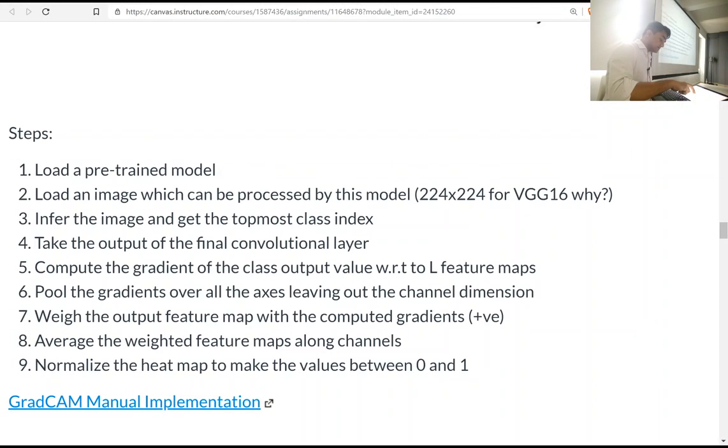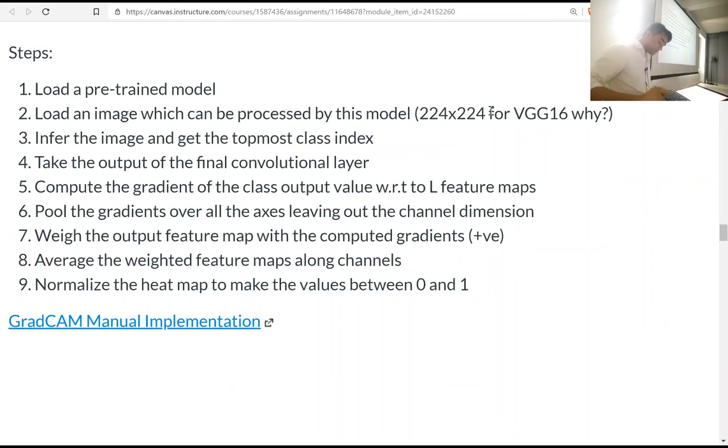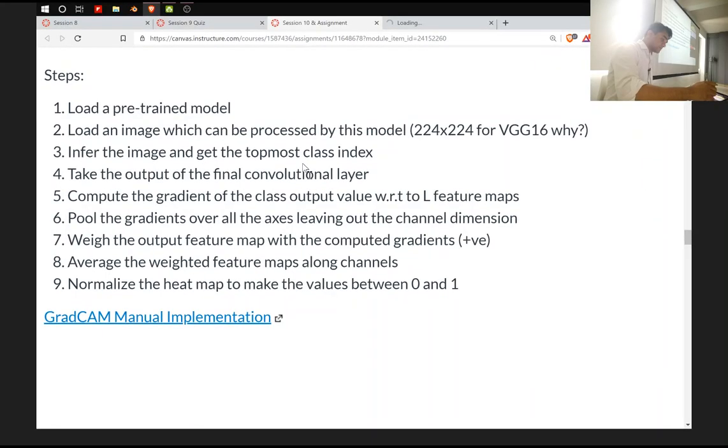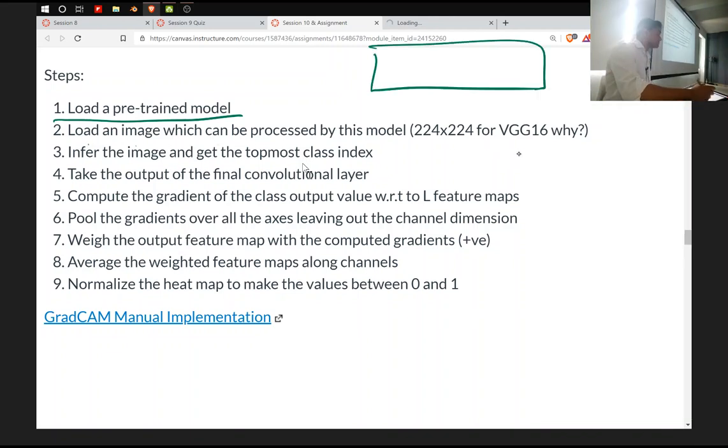Let's directly look at the code. First let's go through this text and then we'll look at the code. Okay, load the pre-trained model. You cannot do this if the model is not trained. So I've loaded my pre-trained model. Load an image which can be processed by this model, 224 cross 224 for VGG. And why do I have to send 224 and 224 only to VGG? Why can't I send 221 and 221?